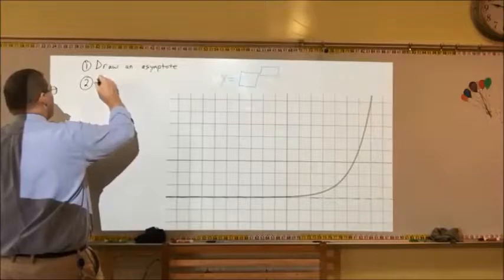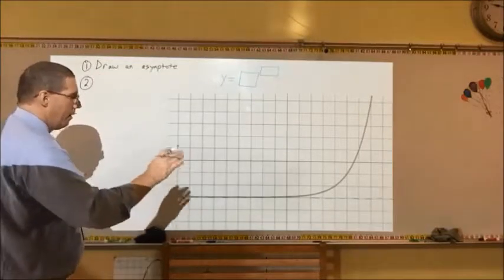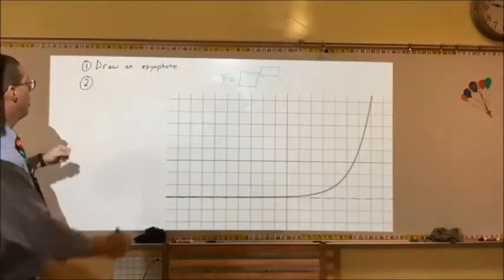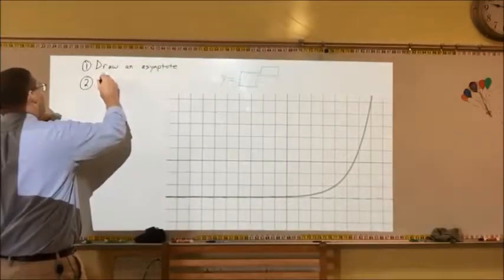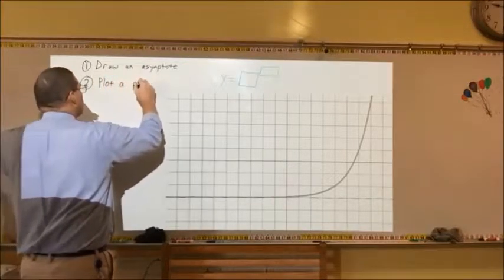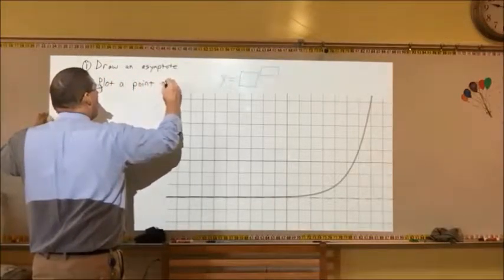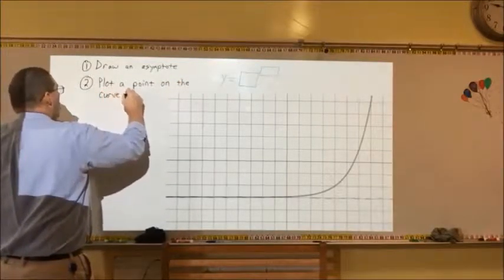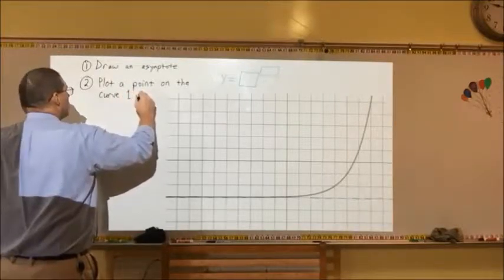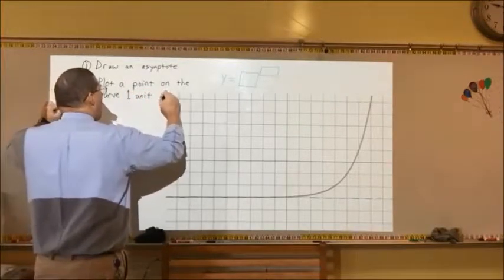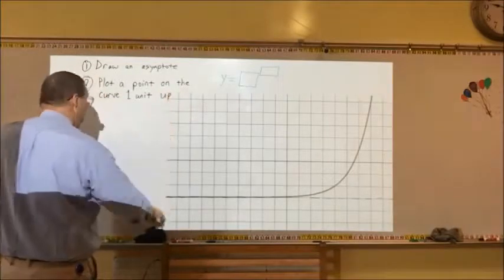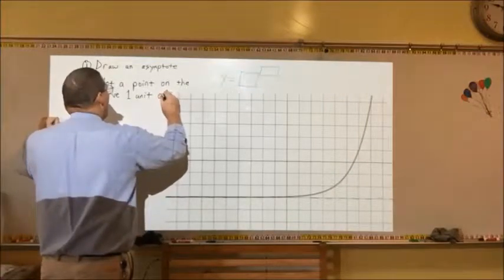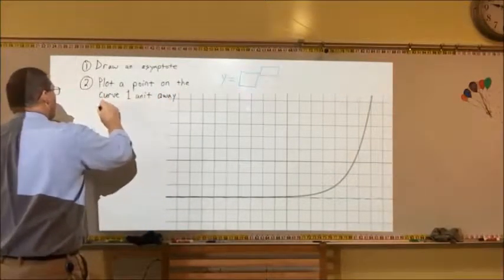So step 2 is, actually, you know what? Instead of doing that, let's get to that. The second thing you should do once you draw the asymptote is plot a point on the curve 1 unit away from the asymptote.